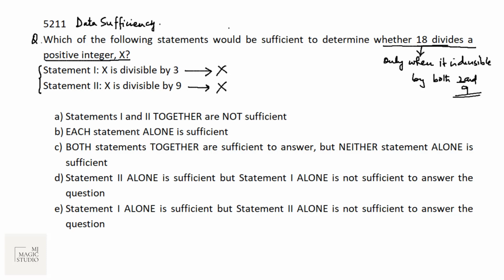That means statement 2 alone is also not sufficient to answer the question whether 18 divides positive integer x or not. Now let's combine these two. If I combine both the statements, then I come to know that x is divisible by 3, x is divisible by 9, but still data about whether x is divisible by 2 or not is not available with us. That means both statements combined also is not sufficient enough to give us the answer.